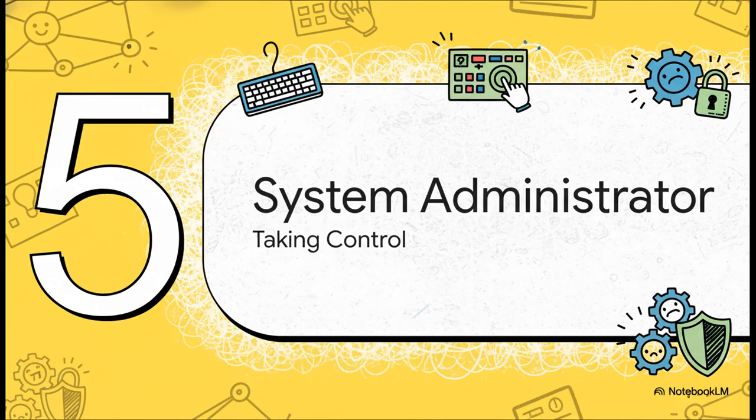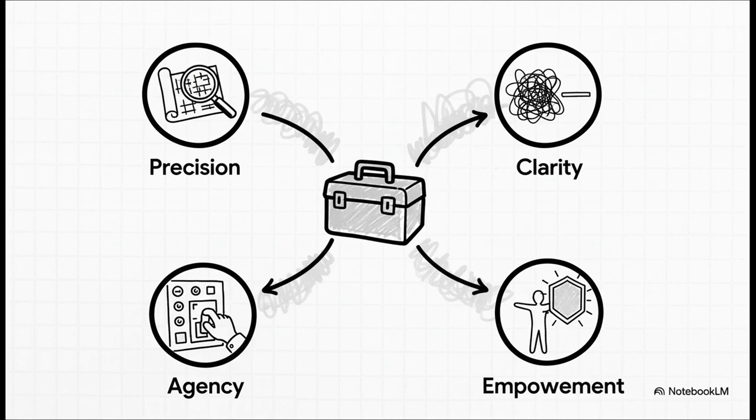This is about becoming your own system admin. This toolkit really gives you four incredible things. First, precision, the ability to run a proper diagnostic on yourself. Second, clarity, so you can replace that vague distress with a precise map. Third, agency, the power to apply the right solution to the right problem. And finally, empowerment. You become an active, skilled administrator of your own mind.